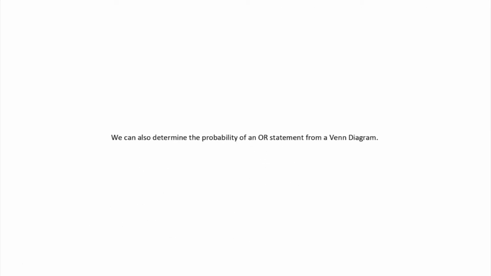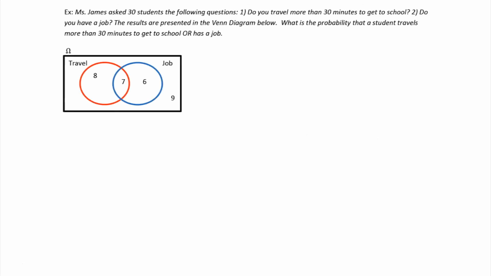We can also determine the probability of an or statement from a Venn diagram. Using our example again, where Ms. James asked 30 students the following questions. Do you travel more than 30 minutes to get to school? And do you have a job? The result is presented in the Venn diagram below. What is the probability that a student travels more than 30 minutes to get to school or has a job?